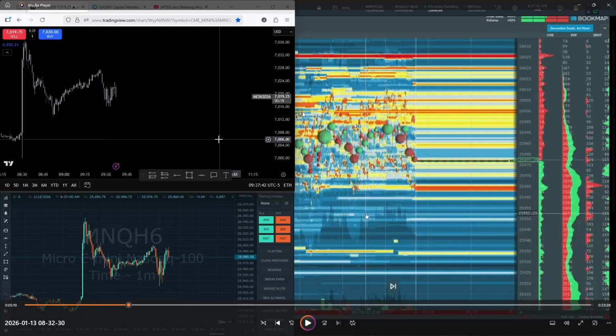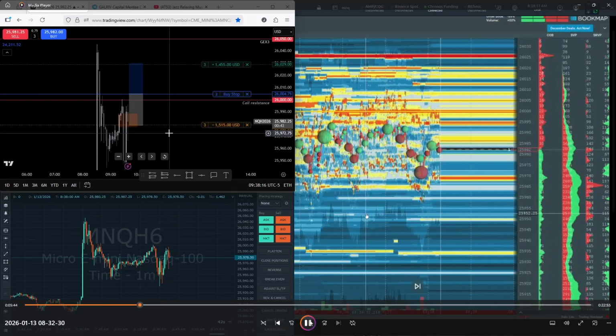This yellow line right here represents the call resistance. Let me bring it a little bit forward so y'all can see. So y'all can see I don't mark them out after the fact. These levels you can import into your Bookmap or into your charts. It's like an indicator, but you also have to pay for it.